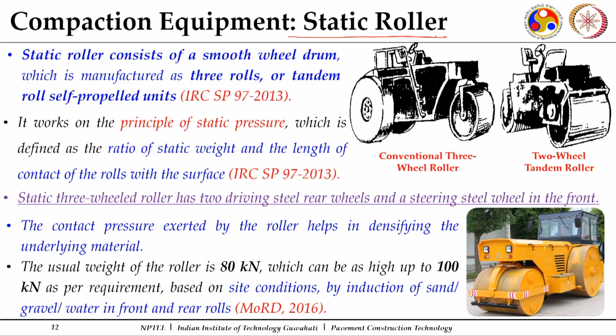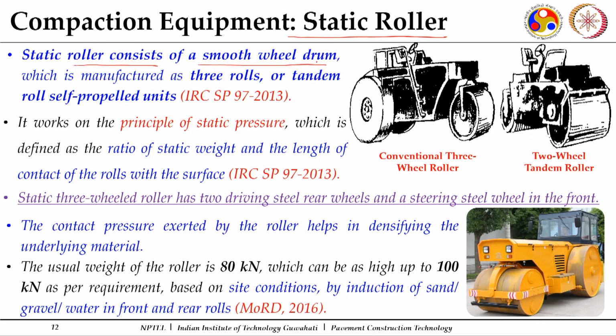The one widely available and used is the static roller. As the word itself says, we are going to have some static mass for getting the soil compacted. A static roller typically consists of a smooth wheel drum. You can see this is a smooth wheel drum, which is manufactured as 3-wheel or tandem self-propelled units. This is a 2-wheeled tandem roller, with one wheel on the front and one on the rear. We can also have 3 wheels: one smaller one in the front and 2 bigger but less wide ones at the rear.